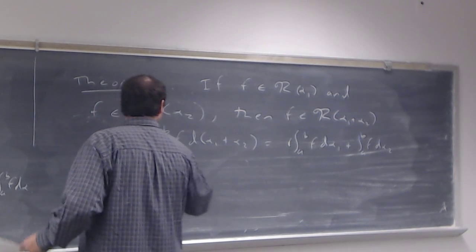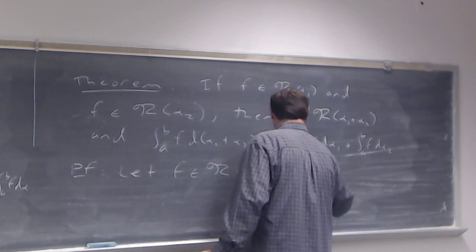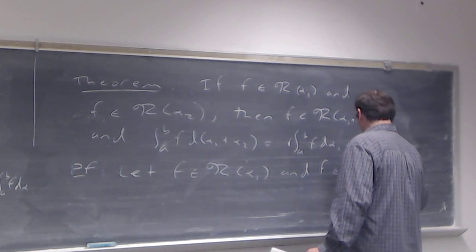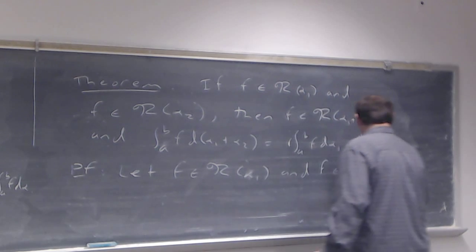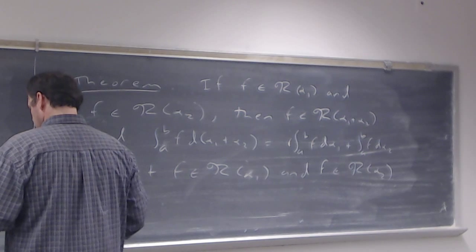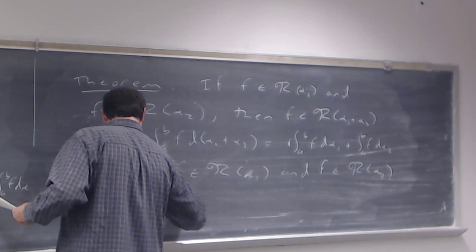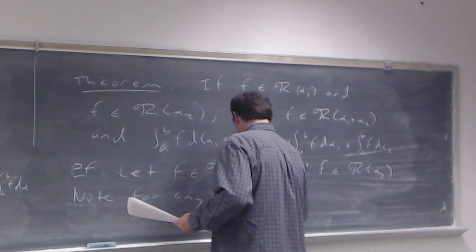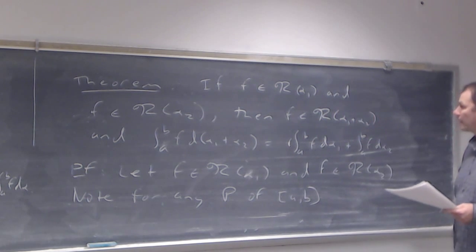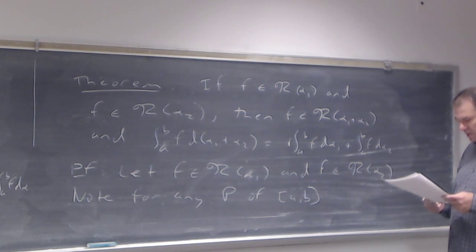Here, we let f be Riemann integrable with respect to alpha sub 1 and let f be Riemann integrable with respect to alpha sub 2. So the first thing we'll note, for any partition of A to B. Now the A to B isn't changing here. That's what we're talking about, A to B.